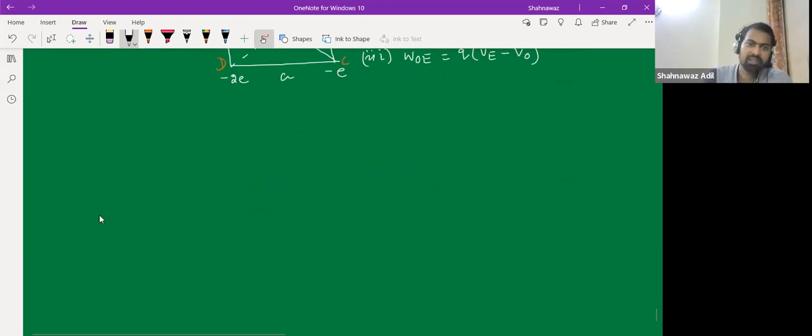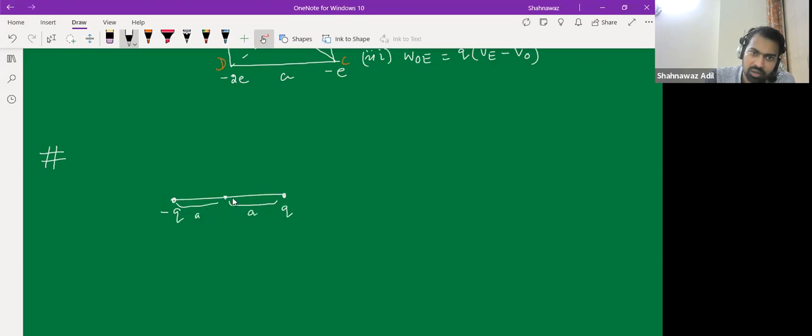And the next concept that we learned was the potential due to a dipole. So this is A, and we calculated at this arbitrary point, which is making an angle theta. So we calculated the potential. And what was the potential at P?